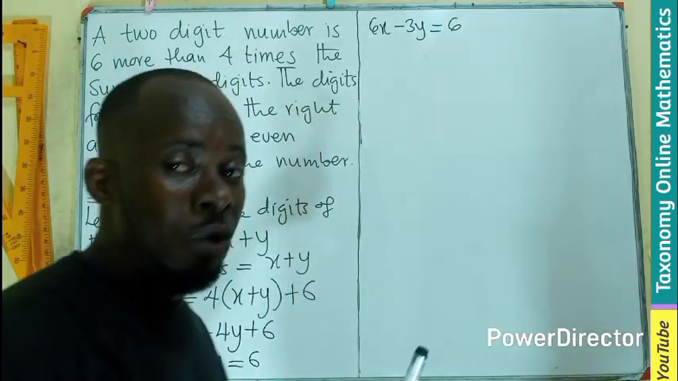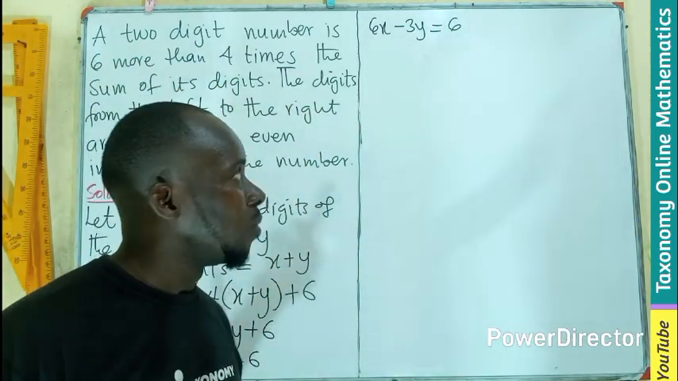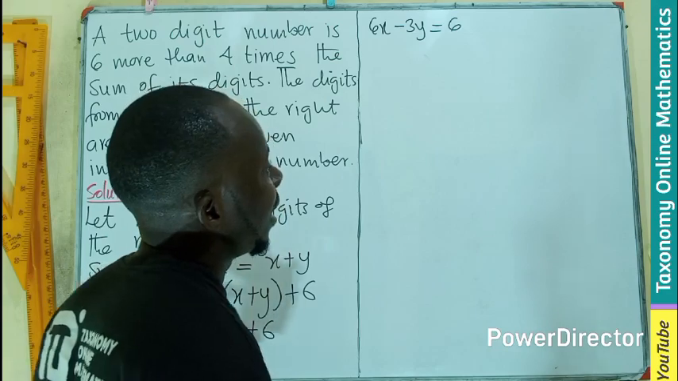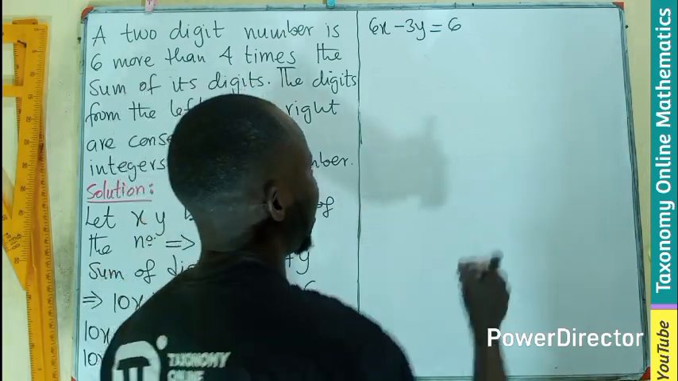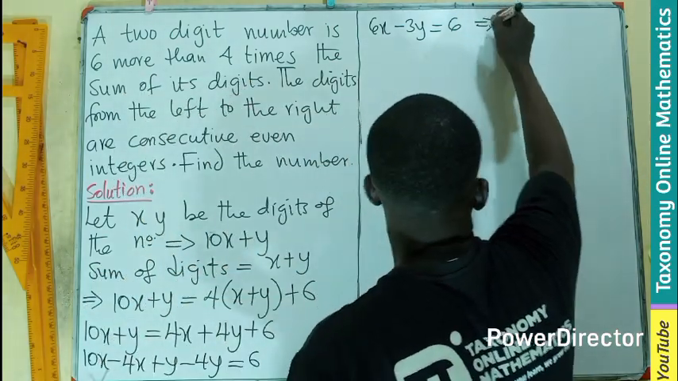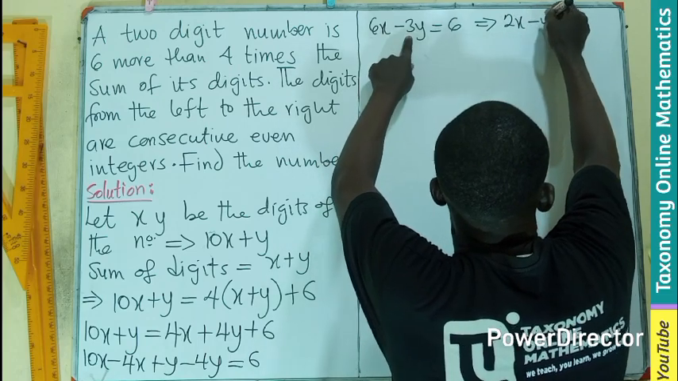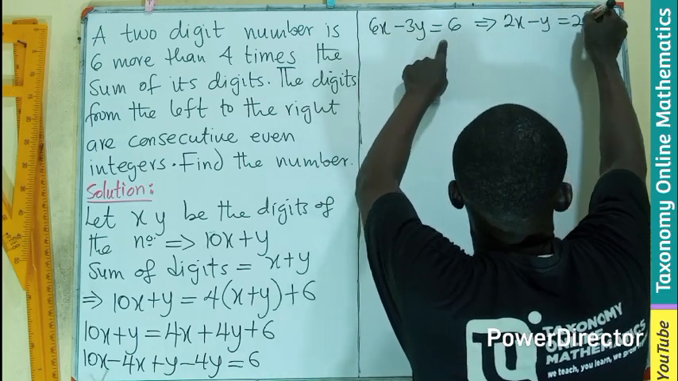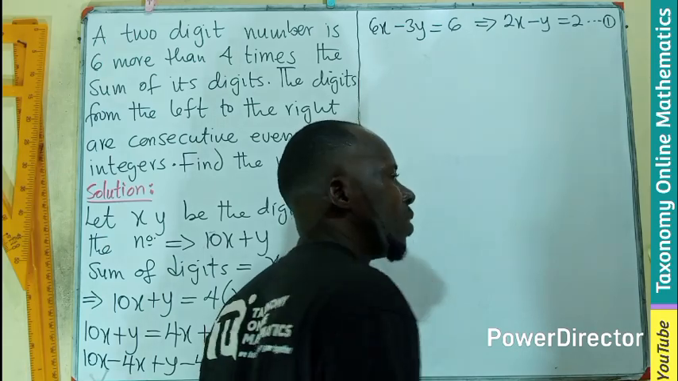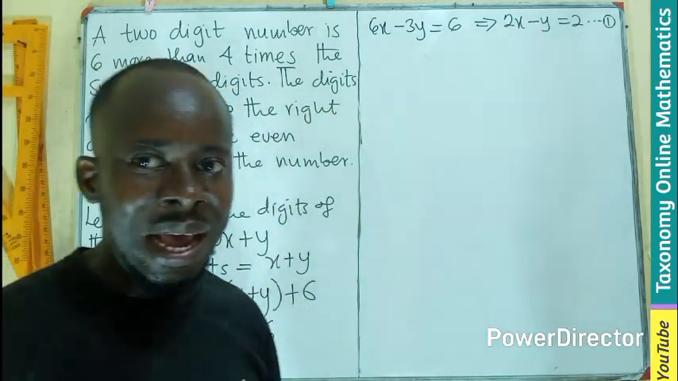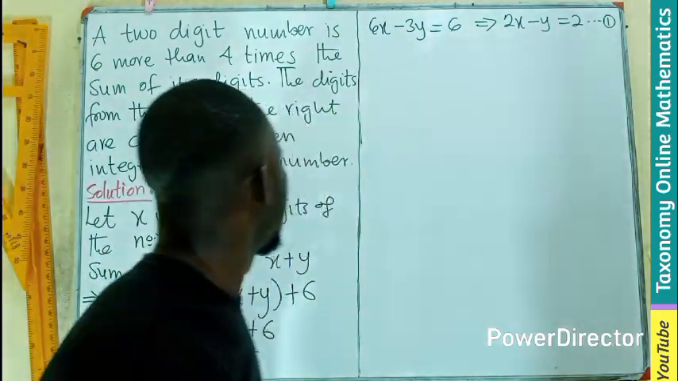I can see this is an equation that involves two variables, but there's a common factor of what? 3. So that implies that if 3 is divided out here, I have 2x - y = 2. That's our first equation we can get, since x and y are unknown.